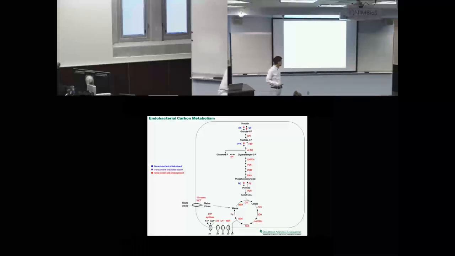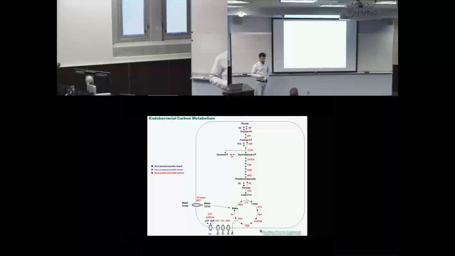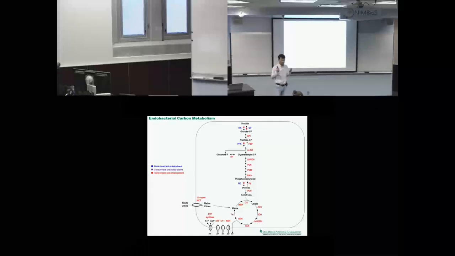But looking at the genome, we found something very interesting. It encodes 12 copies of this malate citrate transporter. So you can see that this is the endobacteria. You have a reduced genome. You lost the gene for glycolysis. Why do you need 12 copies of a malate transporter? That tells us it's doing something related to the malate synthesis.